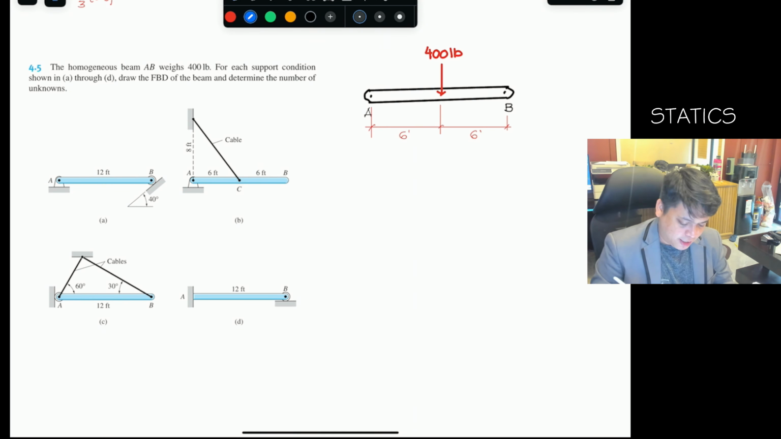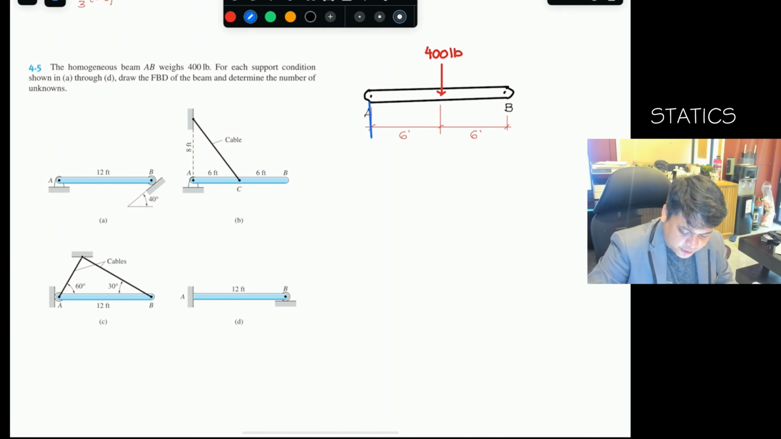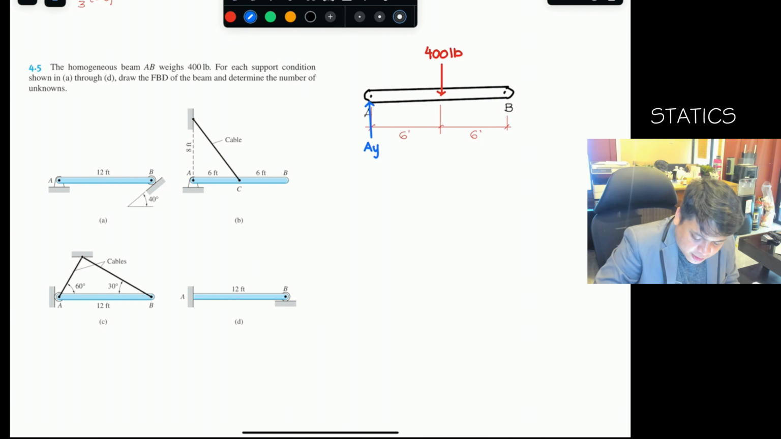So at point A, meron kang hinge or pin. So meron kang dalawang reactions. Isang vertical. So let's call it as our AY. And meron kang horizontal. Okay, so again, meron ka naman dito AX.